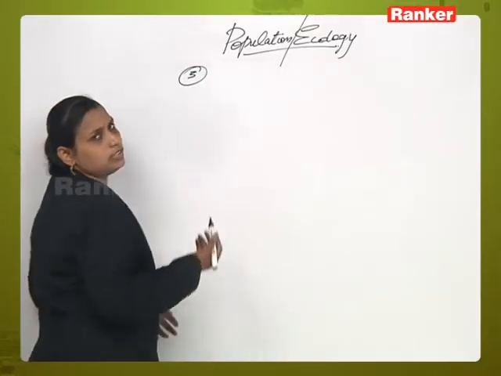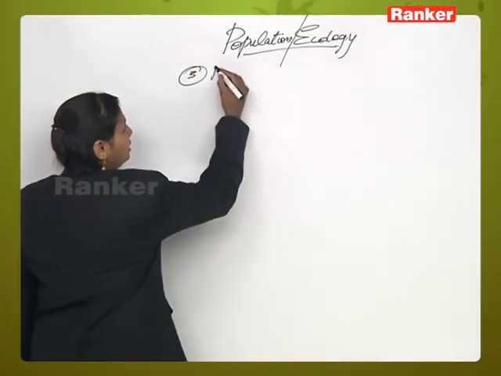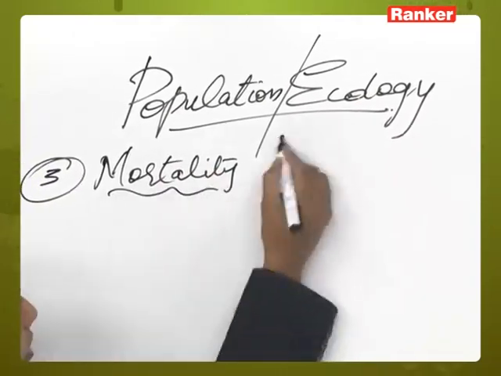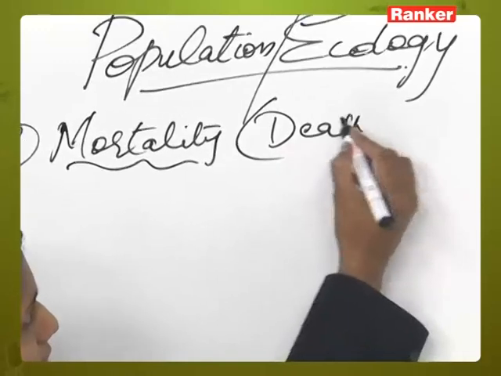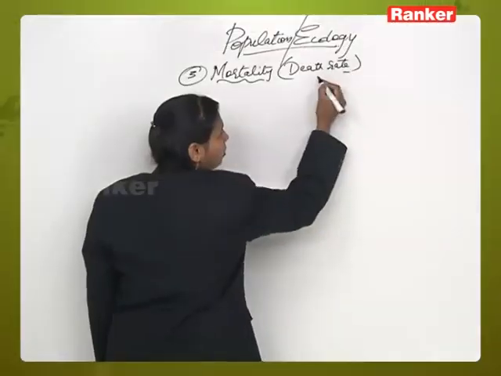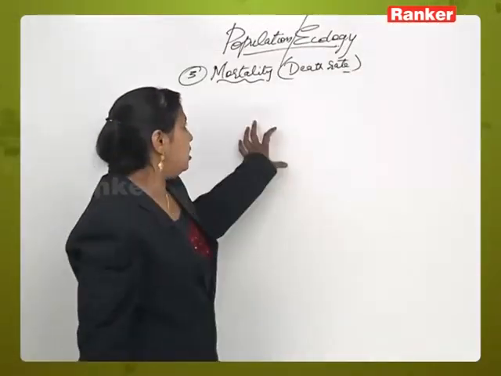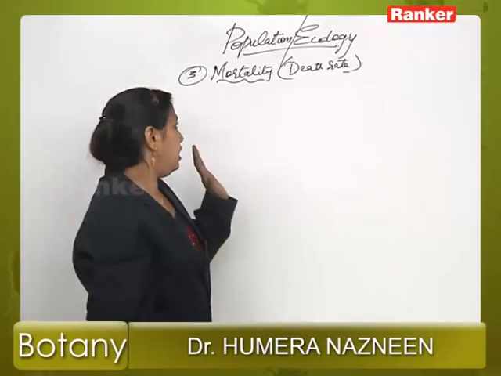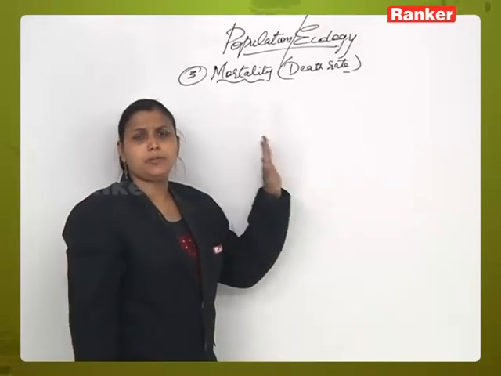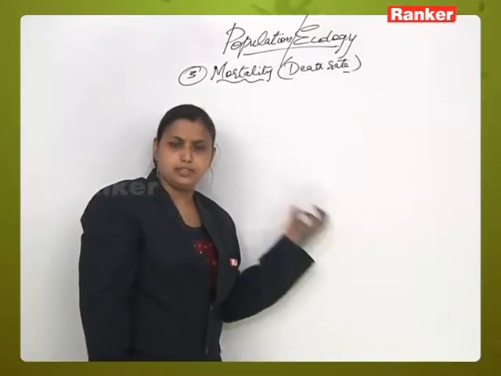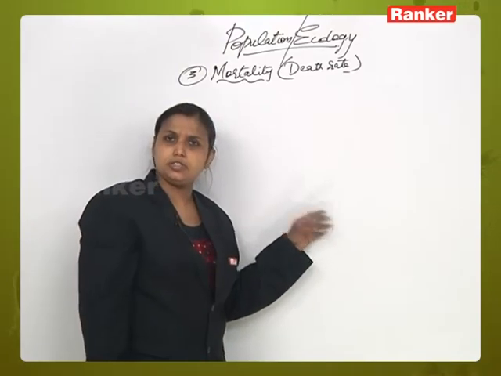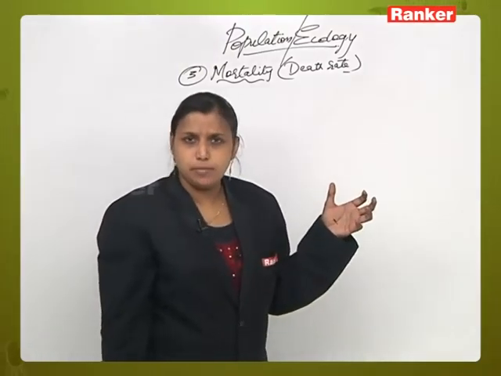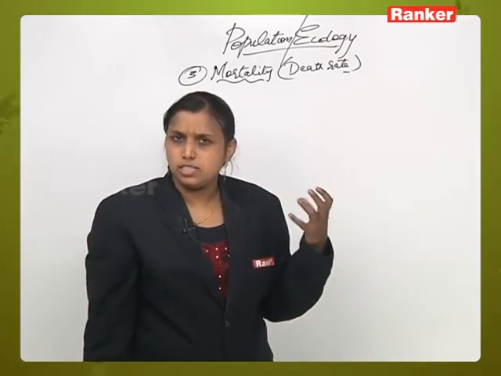The next characteristic of population is mortality. It is also called death rate. What does death rate mean? It is the rate of death among the individuals of a particular population. Like the growth of the population and the natality rate, this mortality rate is also dynamic. It can also be taken into consideration when we are studying the basic structure or characteristics of a population.